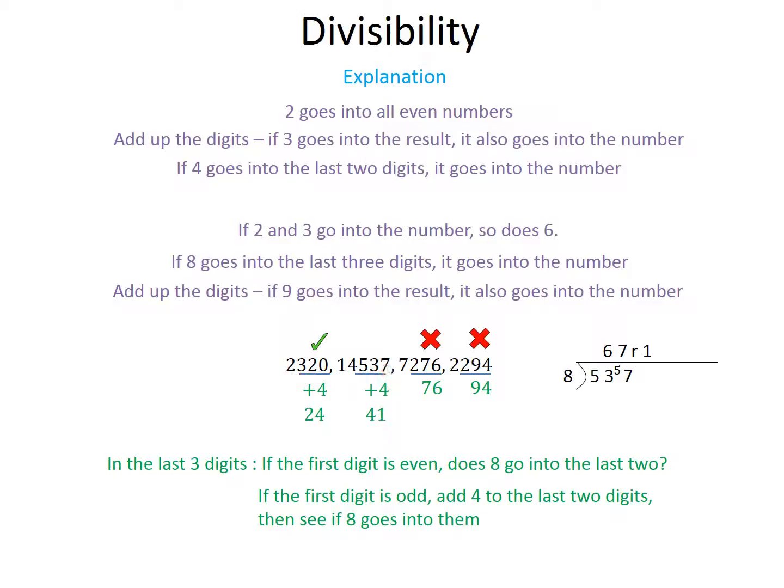What about this one? When I add 4, does 8 go into 41? No, that means it does not go into this full number here. And by the way, 8 doesn't go into any odd number. So don't even bother testing if it's odd. Just say straight away, 8 will not go into that number. So you can see this test is definitely more complicated. It's not too bad once you get the hang of it, but it is the hardest one that you'll have to do.